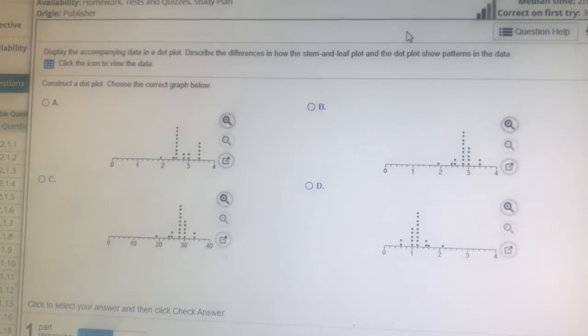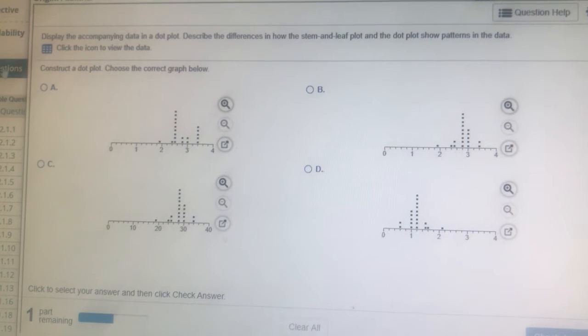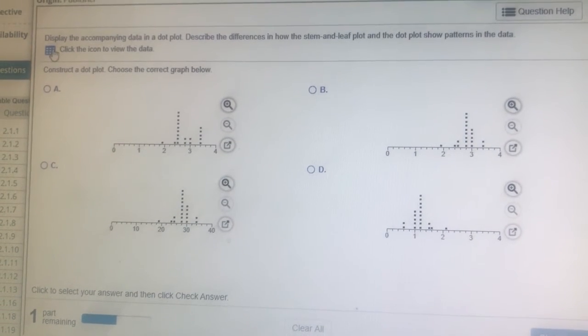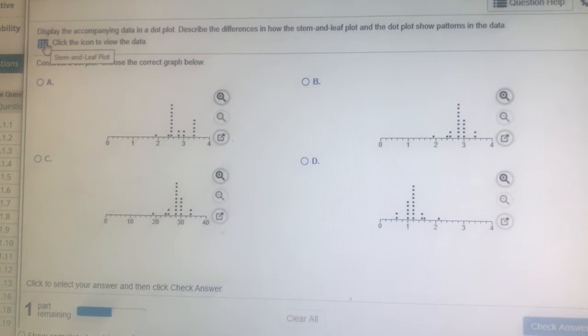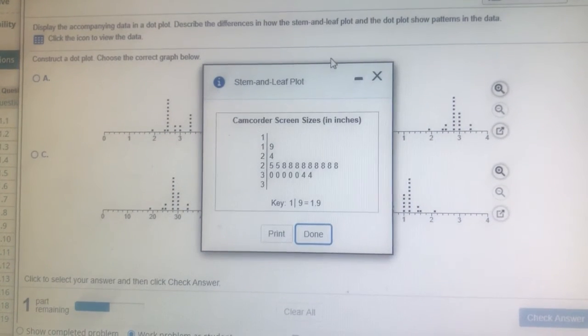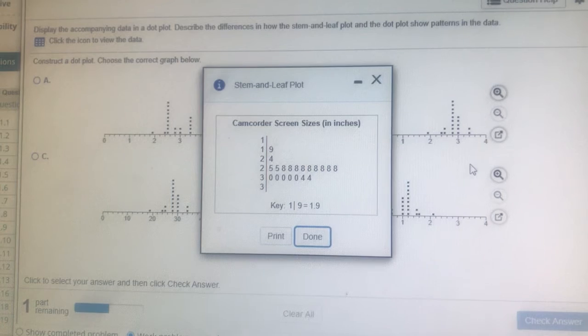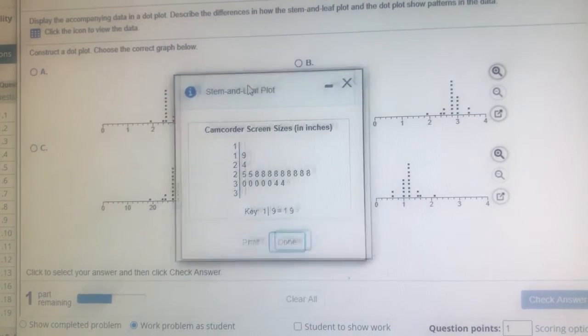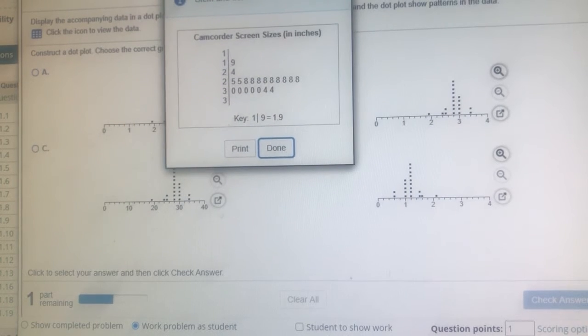All right, what do we have here? Display this data with a dot plot. Okay. Oh, we got a stem and leaf plot, and we're wanting to make it into a dot plot. All right, let's look at what we got different on here.